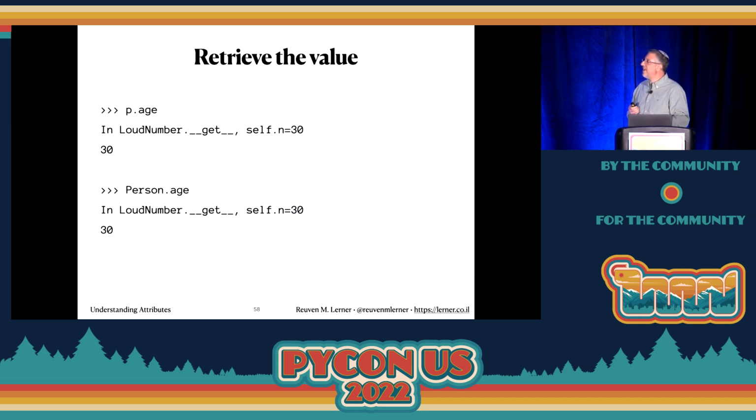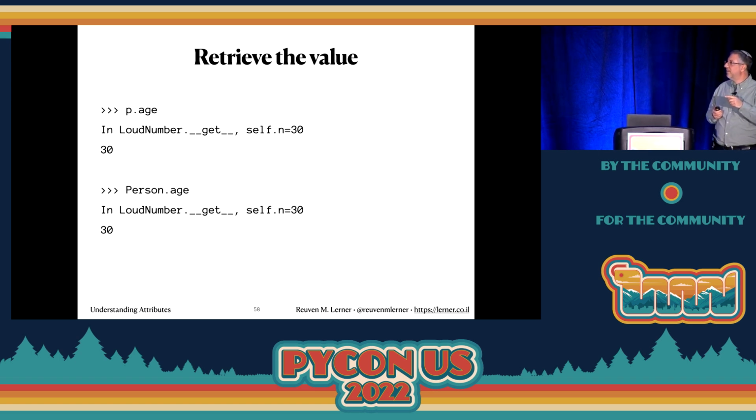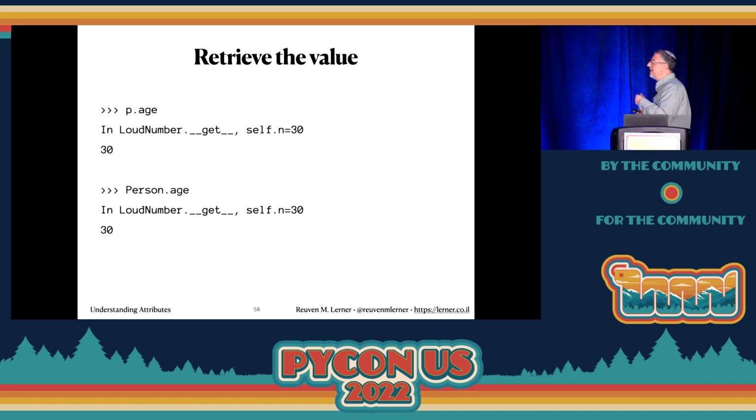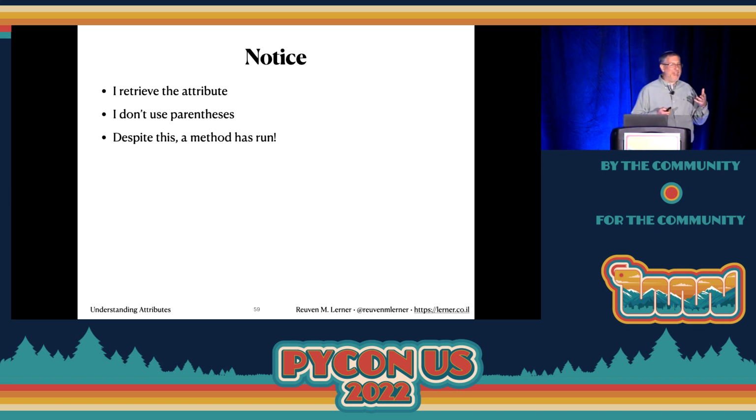And watch this now. I say p.age. I'm retrieving the class attribute via the instance. And it invokes the method. Dunder get is running. And then I get back 30. And then I say Person.age. And the method is running, and I get back 30. That's kind of weird, right? I mean, I did get the attribute value back, but I didn't get the attribute itself. I got whatever dunder get in the attribute wanted to return to me. Here's the weirder thing. I did not use parentheses. In Python, if I don't use parentheses, I don't invoke a method or a function. And here I did not use parentheses, and yet it was invoked. What the heck?